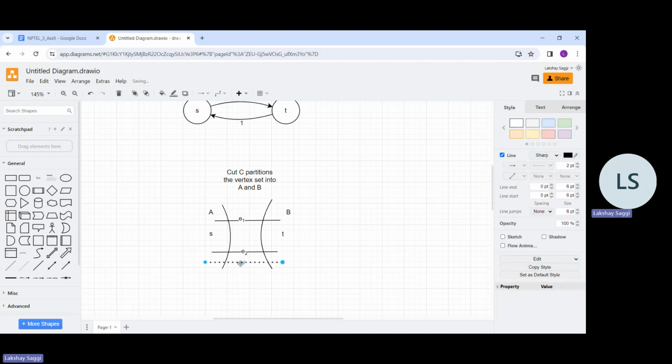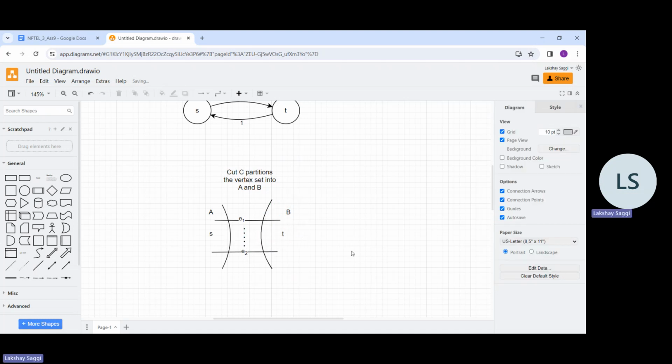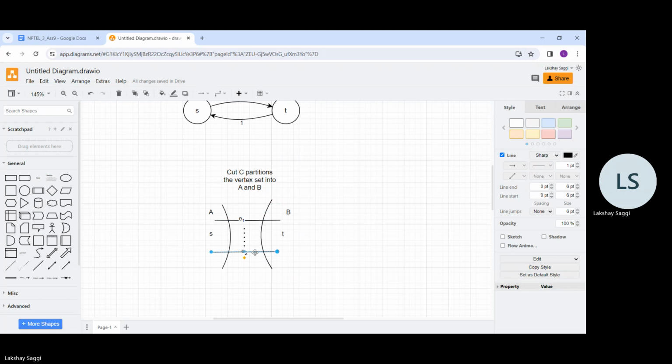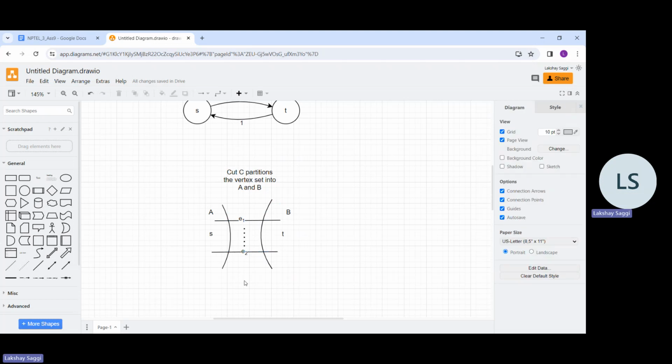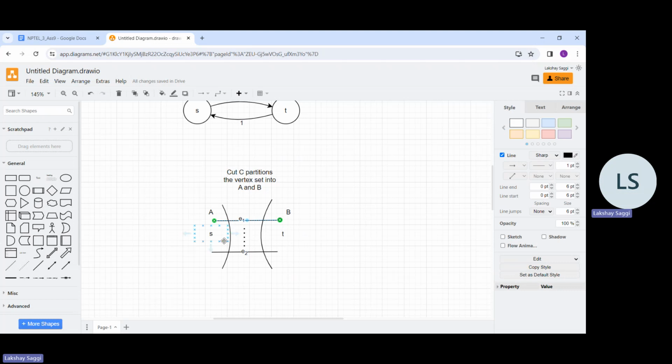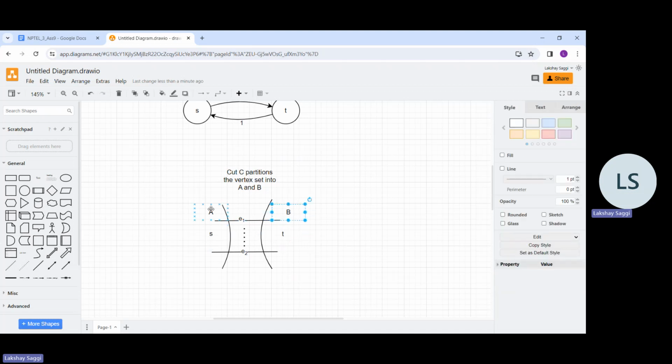So there can be multiple edges or multiple capacities going between the A side and the B side. Note that in a directed graph, these edges also had directions, right? The edges going from the A side to the B side contributed to the ST cut, whereas the edges going from the B side to the A side contributed to the TS cut.